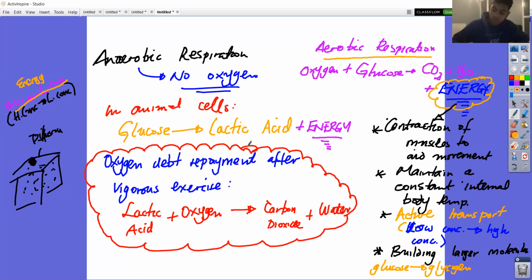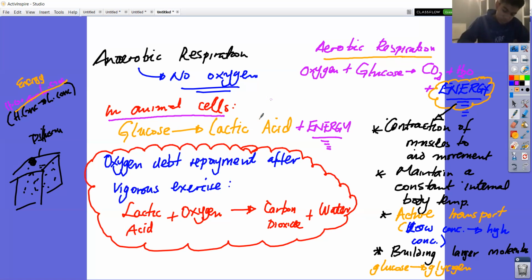And that is why we have it, because we've got a lot of lactic acid in there. All right, so now this is here. Please note, I've been very specific. I've said in animal cells. That is the equation you need to know for anaerobic respiration in animal cells.